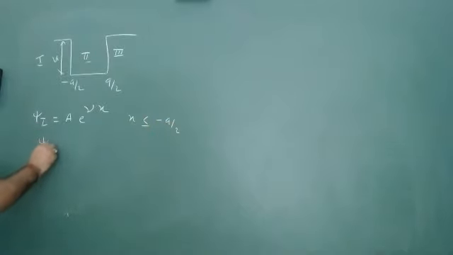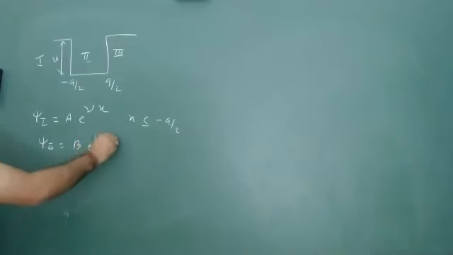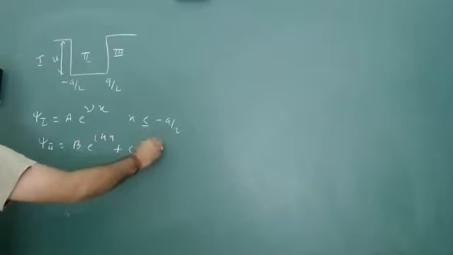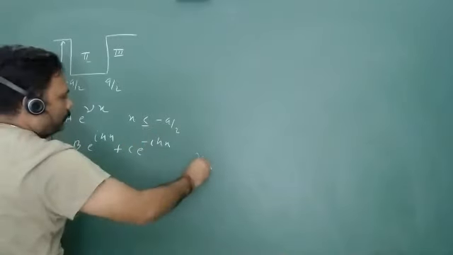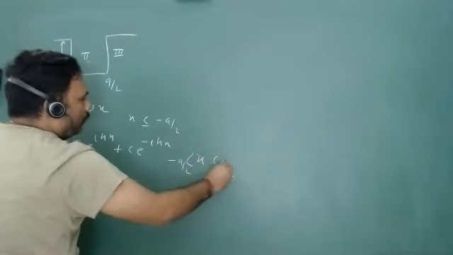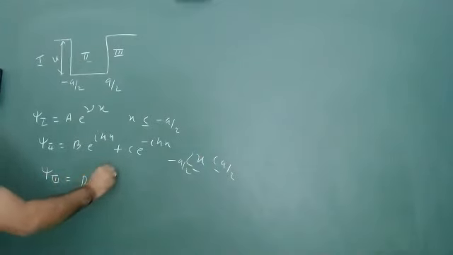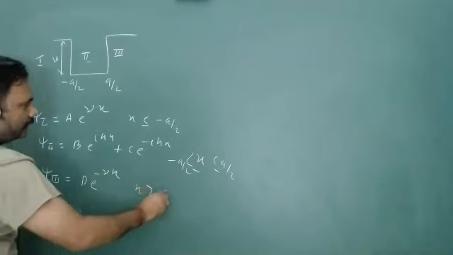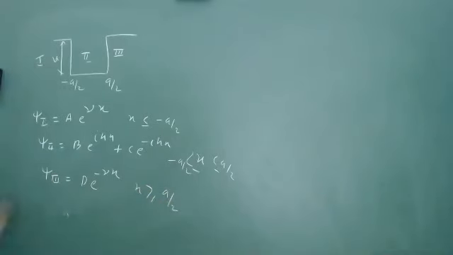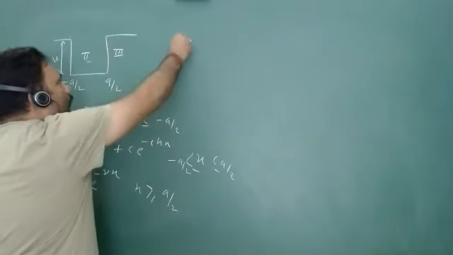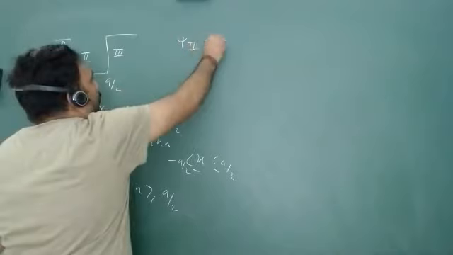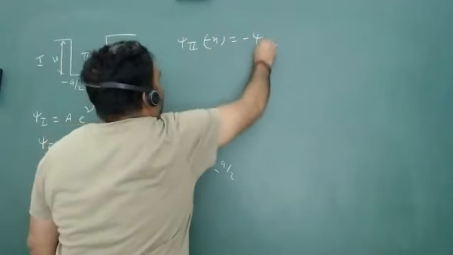Psi 2 we can write as B e to the power ikx plus C e to the power minus ikx, because it is a free particle, between minus a by 2 and plus a by 2. And psi 3 will be D e to the power minus gamma x for x greater than a by 2. For the odd case, what should be the condition? Psi 2 of minus x must be equal to minus psi 2 of x.